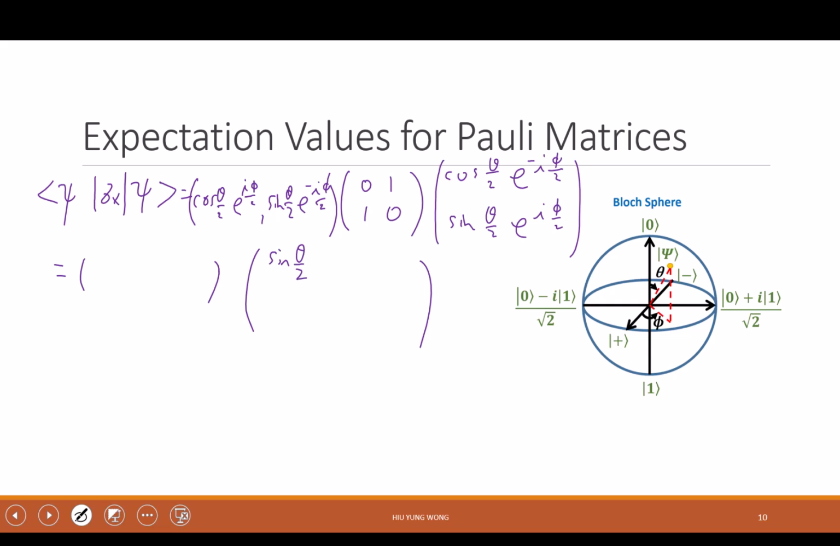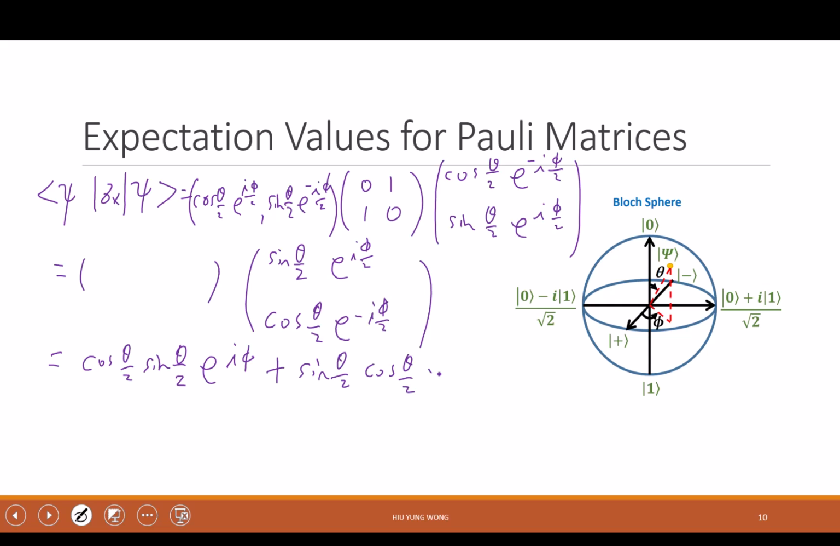Yeah, this is just a NOT gate, right? Swap them. So when you are doing something, always try to understand more. You realize that this is just a NOT gate, and it helps you to check your answer. Okay, then I multiply them. Now this is not so simple. I have cosine theta divided by 2, sine theta divided by 2, e to the power i phi. Make sense? And then plus sine theta divided by 2, cosine theta divided by 2, e to the power negative i phi. Good. Complicated.